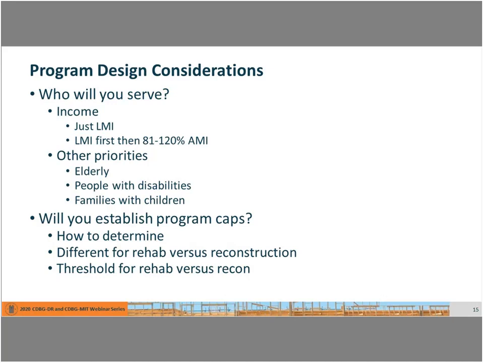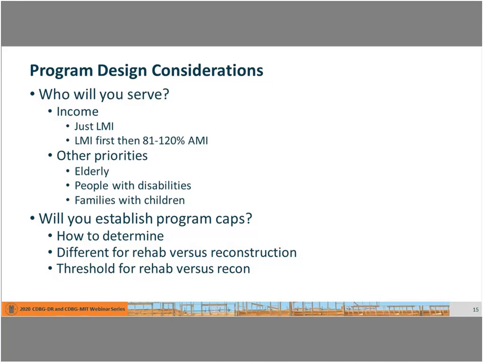So let's think first a little bit about program design considerations. You're going to make some initial decisions regarding who you want to serve with your program. And these decisions will be based largely on your unmet needs assessment that you're doing in conjunction with your action plan development. However, if your needs significantly exceed the financial resources that you're going to have available, you may opt to further prioritize the populations you will serve. You may choose to phase a program, helping those with the most dire need first. This slide illustrates some of the threshold decisions that other grantees have made when designing their programs.